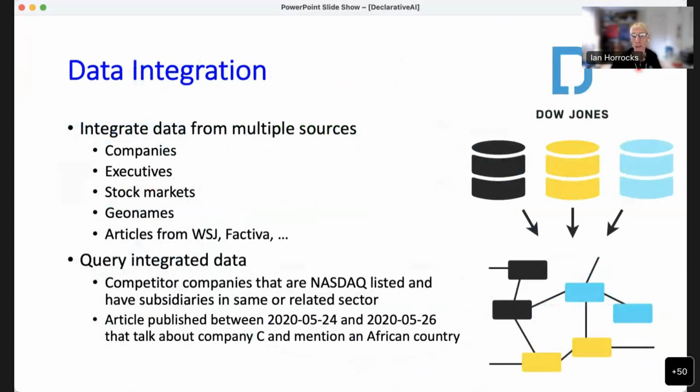Another interesting application, another, I would say, long-standing application of rule systems is data integration, and we have a system running at Dow Jones where they integrate data from multiple sources, information about companies, stock markets, articles, and so on. And they store all this in the knowledge graph, and they use this to provide an integrated query answering service, which allows them to answer queries about competitor companies, retrieve articles with different kinds of constraints that cut across all of these different data sources.